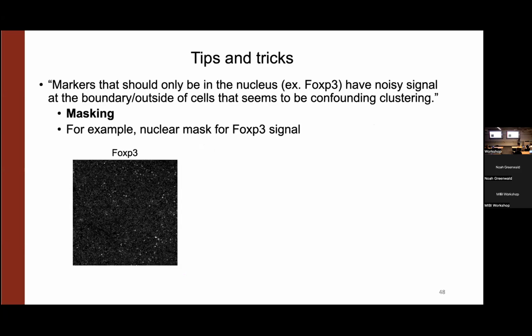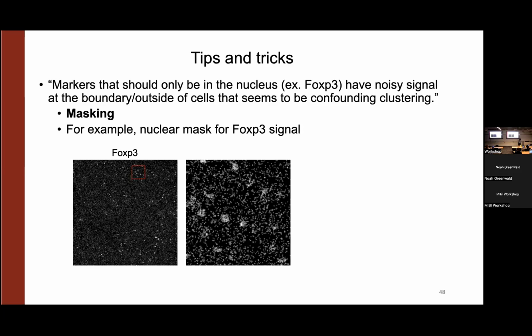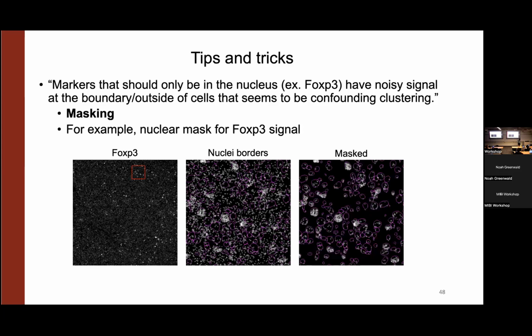So this is an example of FOXP3. You can see that there are these bright puncta of signal that are probably the true FOXP3 signal, but it is still quite noisy. If we zoom into the specific region and overlay the nuclei borders, as Noah mentioned, the output of Mesmer gives you both the cell borders as well as the nuclei borders. So here I'm just showing the nuclei borders. If we mask for just the nuclei, we can see that we're only keeping the FOXP3 signal that is within the nuclei. That can help clean up some of the issues that may arise from FOXP3 looking like it's expressed in a lot of places.